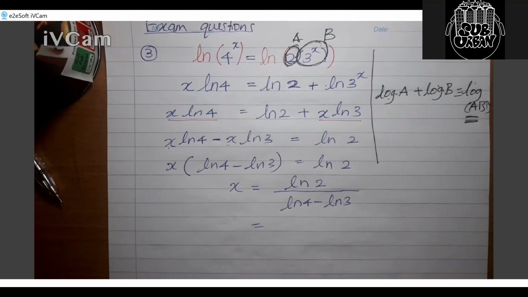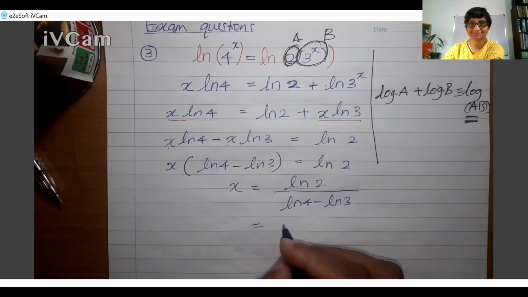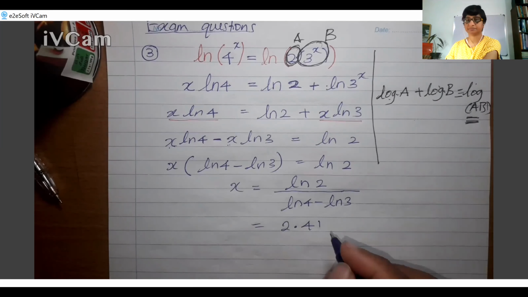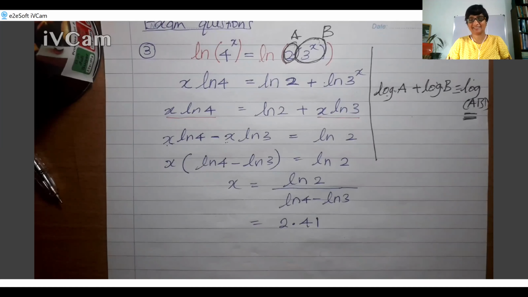Miss, found the answer. What is it? Two point four one. Okay, Parindu confirms. Okay, good. Everyone okay with that? Good.